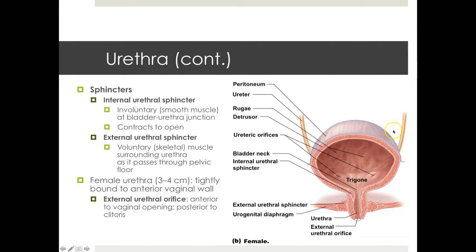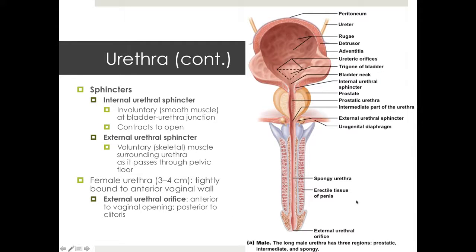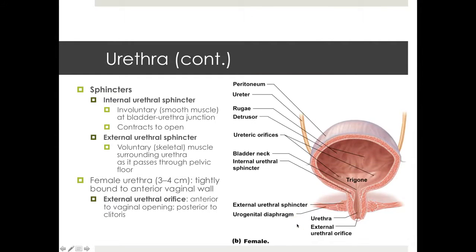So here's our image of the female urethra. You can see how much shorter this is compared to the male, which we previously saw. This would be the full length of the male over here. And we could see the internal urethral sphincter here, external urethral sphincter, and the orifice here, and the sphincter over here. You can see that it lies a little bit more external to the actual urethra.